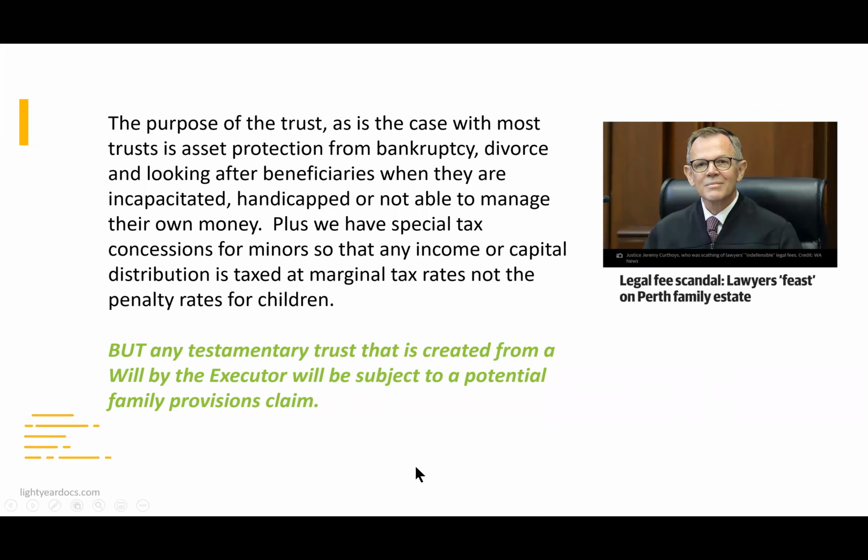Now, again, the purpose of a trust generally is for asset protection, so that we might settle it in there for the benefit of a child, excluding the spouse or their spouse who's not bloodline, and then essentially for the children, the bloodline children of the beneficiary it's been settled for. Now, that also protects for bankruptcy, divorce, and looking after beneficiaries where they're incapacitated, handicapped, or not able to manage their own money. So there's a wide range of reasons why we would use a testamentary trust.